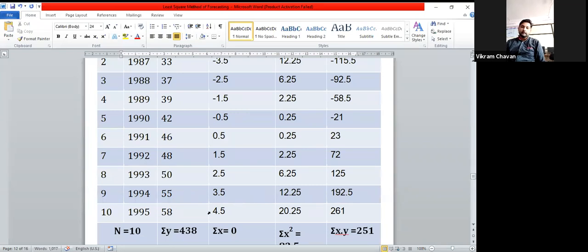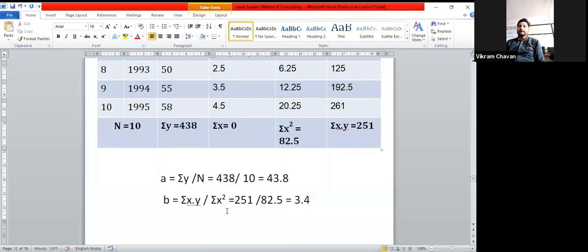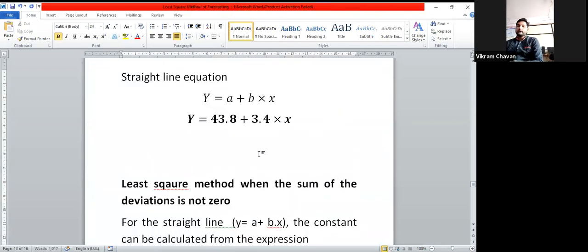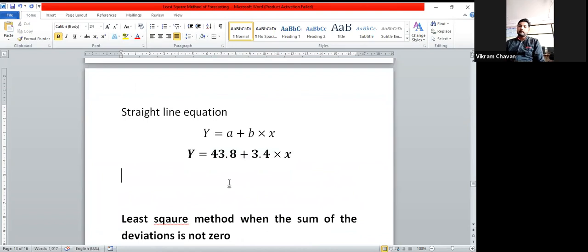What will be the deviation for the year 1995? We got the deviation as 4.5. So for 1996, the deviation should be 5.5. For 1997, the deviation should be 6.5. And for 1998, the deviation should be 7.5. So that should be our deviation for the next 3 years, and that is required to calculate the forecasting for the next 3 years.